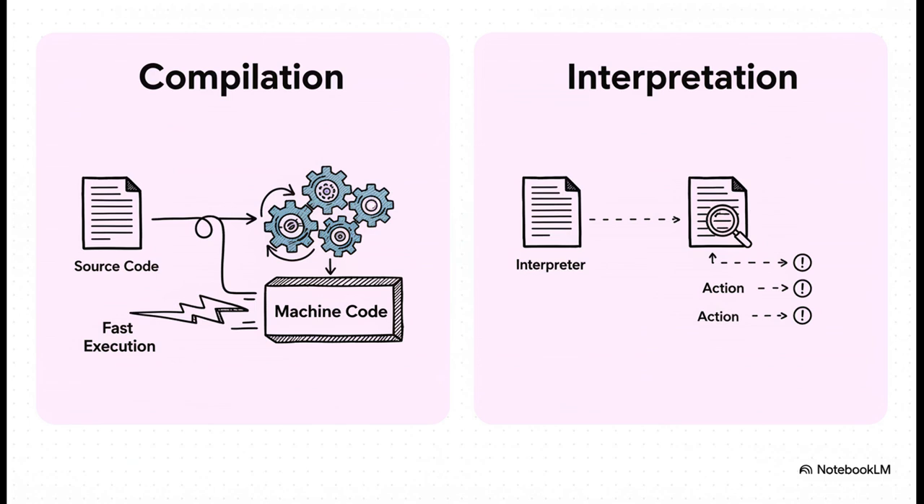On the other hand, with pure interpretation, there's no big translation step. An interpreter just reads your code one line at a time and executes it right then and there. It's faster to get started, but the overall execution speed is way, way slower. We're talking 10 to 100 times slower.